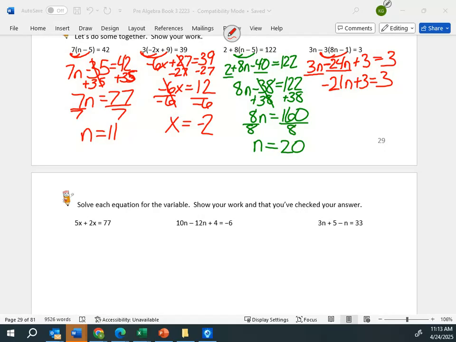What do I do next? Claire? Subtract 3 from both sides. Subtract 3 from both sides. 3 minus 3 is 0, so I have negative 21n equals 3 minus 3 is what? That is 0. So negative 21n equals 0. So now what do I do? Christina?